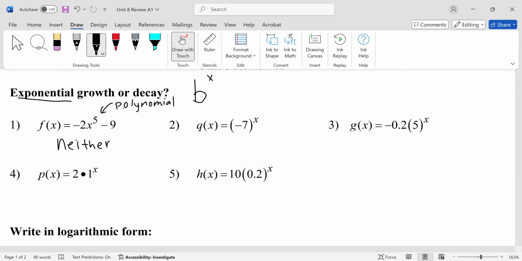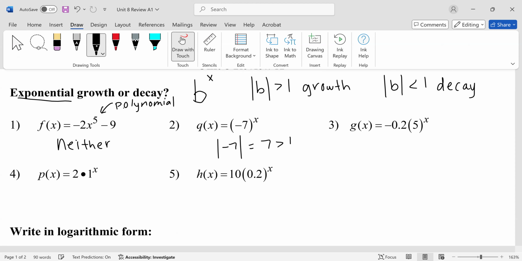Okay, the way we tell if an exponential graph is growth or decay, you take the absolute value of the base. If it's greater than 1, it's growth. Take the absolute value of the base. If it's less than 1, it's decay. Okay, so looking at this, your base is -7. What's the absolute value of -7? Just 7. That's greater than 1, so this is growth.